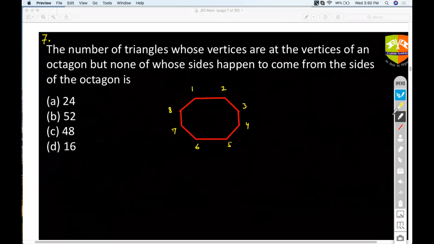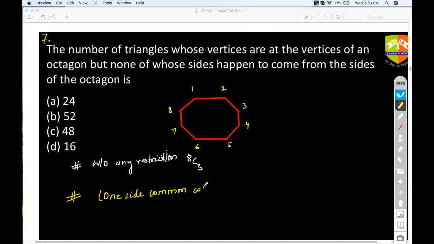Okay, so first of all, if you don't have any restrictions, how many triangles can be formed? So number of triangles without any restriction, that would obviously be 8C3, right? So you have to choose 3 vertices from 8 of the vertices. That's 8C3. Now let's subtract those cases where I form such a triangle which has one side common with the octagon.